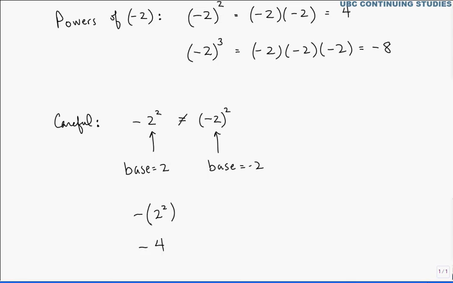Whereas the second, the right-hand side of this is -2 times -2, which is positive 4. And these are definitely not equal. So you have to be really careful whether or not the base is a positive or negative. Just because you see that negative sign there, don't let that confuse you.